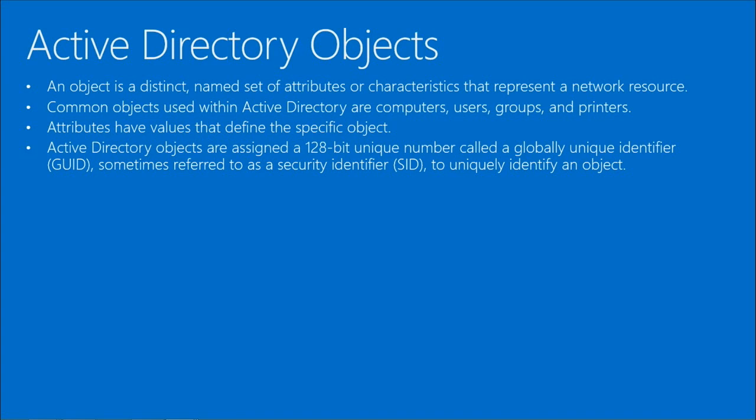Mentions some common objects within Active Directory. Attributes have values that define the specific object. So these attributes define this object. And again, that's referred to as the schema. And as you install directory-aware applications, the schema may be updated or expanded. Active Directory's objects are assigned unique identifiers called GUIDs, globally unique identifiers.